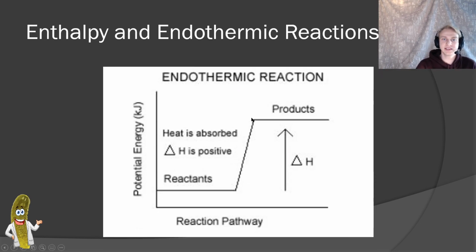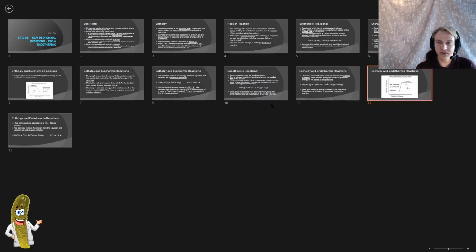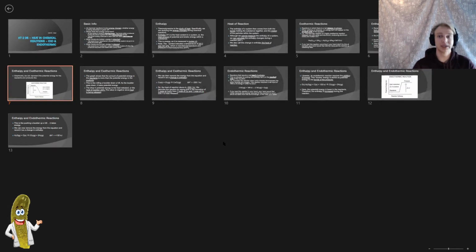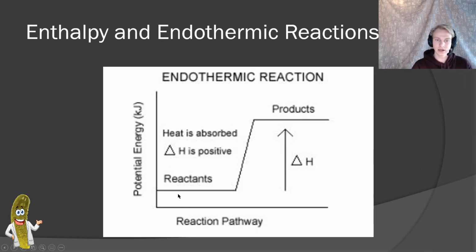So this is the endothermic graph. If you compare the two, the exothermic graph looks like this. The reactants have a higher delta H than the products do, indicating that we are releasing heat. Here, the reactants have a lower delta H than the products, indicating that we are absorbing heat. And so what that means is that for all endothermic reactions, delta H will have to be a positive value because we are absorbing more heat. For endothermic reactions, delta H will be positive.